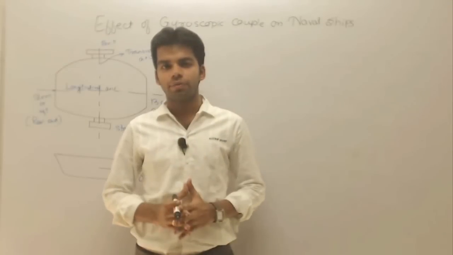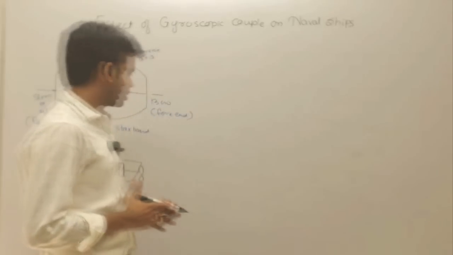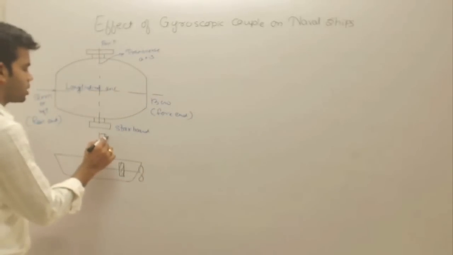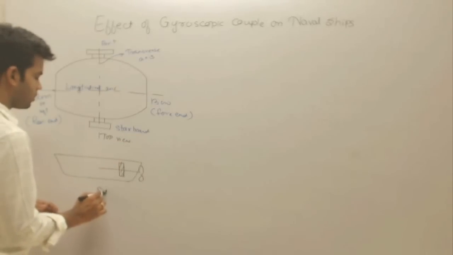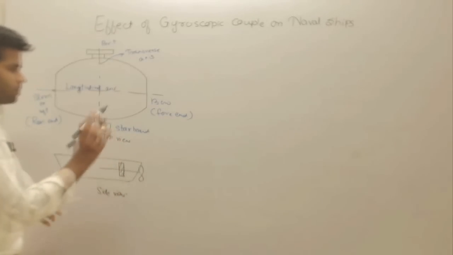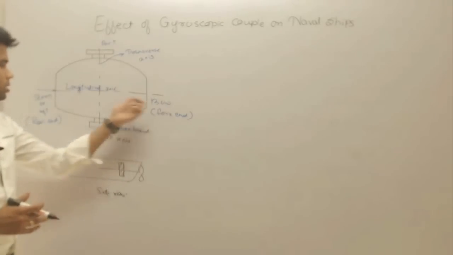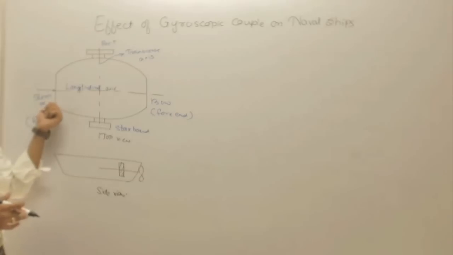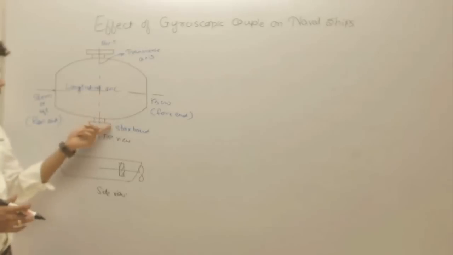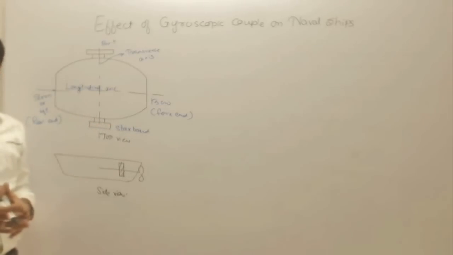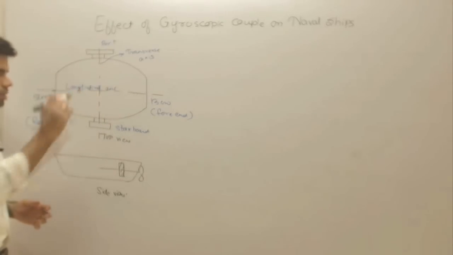Now, what is the effect of this gyroscopic couple on a naval ship? So we have this naval ship. This is the top view of the ship, and this is the side view of the ship. Okay, the fore end is called the bow. These are a few terminologies of the ship. Fore end is called the bow. Back end is called the stern or aft. Left side is called port, and right side is called starboard. Okay, this is the longitudinal axis and this is the transverse axis.